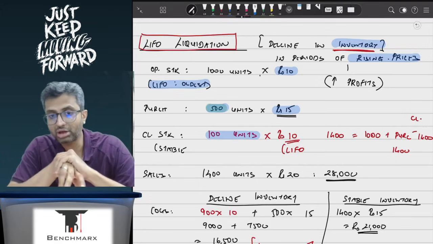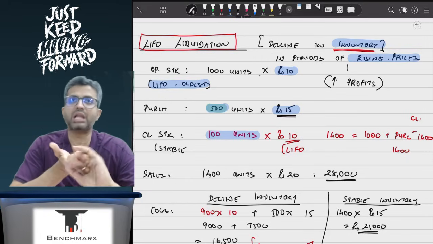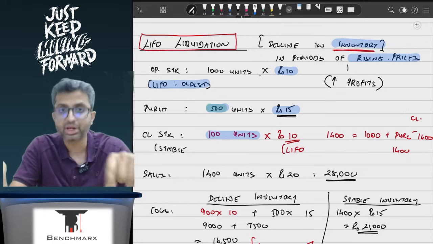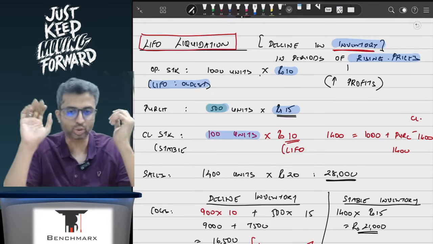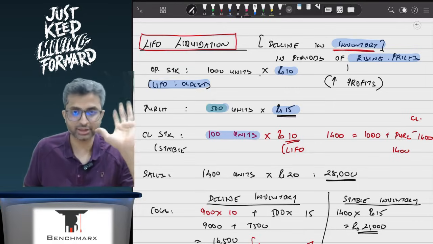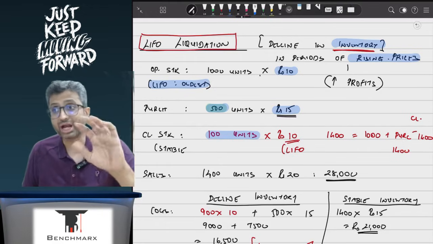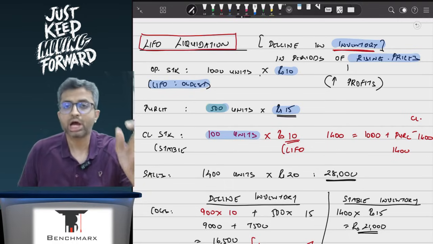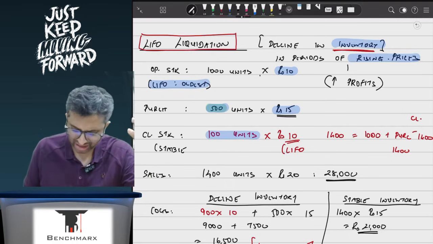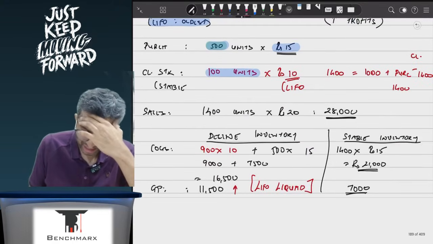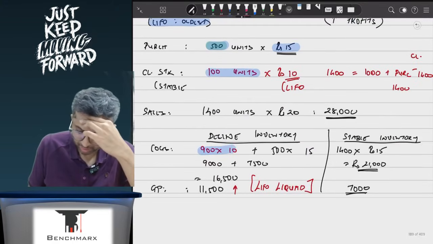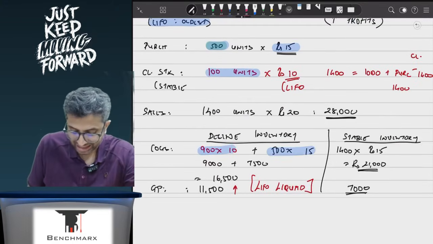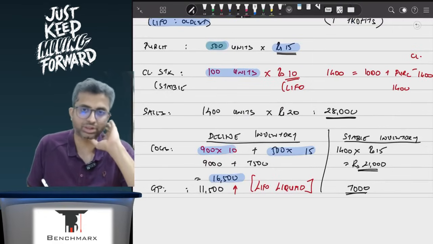I'm following LIFO, that means last in first out. So the 500 units purchased in the current year are sold. So 500 into 15 will be a part of your cost. However, apart from that, your opening stock you have liquidated. Out of the 1000, you might have sold 900. So 900 into 10, that's a very low number. So 900 into 10 plus 500 into 15, your cost comes to only 16,500.